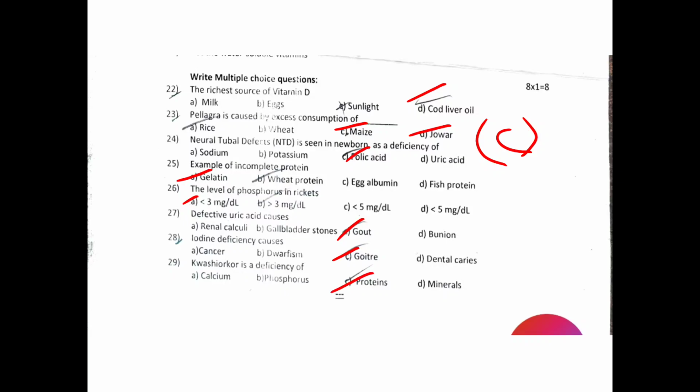So it is proteins. Okay. I repeat, the richest source of vitamin D is cod liver oil. Pellagra is caused by excess consumption of maize or jowar. Neural tube defects seen in newborn are a deficiency of folic acid. Example of incomplete protein is gelatin. The level of phosphorus in rickets is less than 3 mg per deciliter. Defective uric acid causes gout. Iodine deficiency causes goiter. Kwashiorkor is a deficiency of proteins.